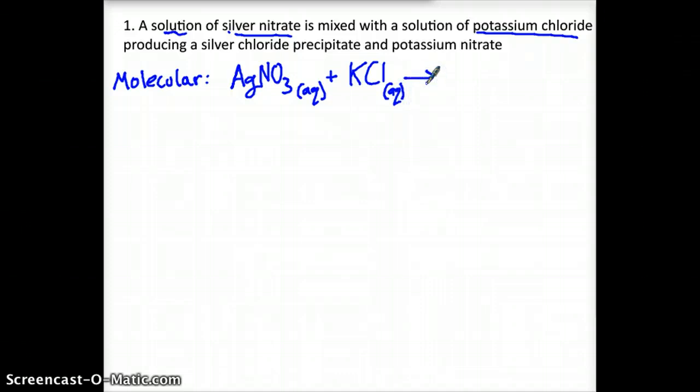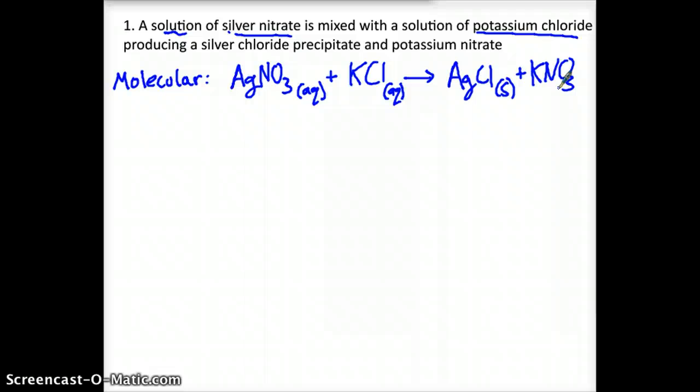Producing a silver chloride precipitate and potassium nitrate. So silver chloride is going to be AgCl, and since it's a precipitate, it's going to be a solid. Precipitate is a solid. And last but not least, we're going to produce potassium nitrate. So potassium is K, and nitrate is NO3. Well, now I've got to think, what is the state going to be? Solid, liquid, gas, or solution?